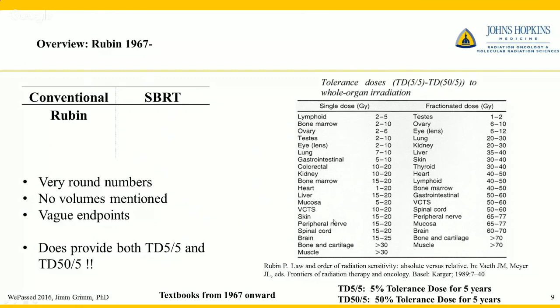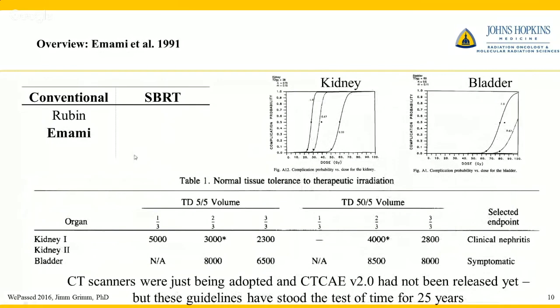So the other limitation of Rubin is no volumes were mentioned, and the endpoints were pretty vague at that time period. So Emami was the next big upgrade from this. Here's two examples, kidney and bladder. And CT scanners were just being adopted, so they then had early estimates of volume, and outcomes like the guidelines, like endpoints, were just being developed.